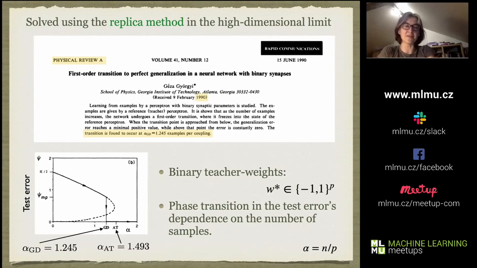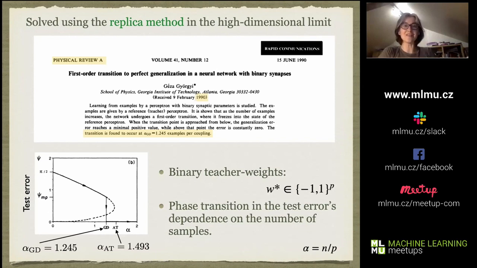The more samples, the smaller the test error. But then suddenly, at some point, which is 1.24, it drops sharply to 0, and then it stays 0. And this is in particular when the teacher weights are plus or minus 1s. That's a particular case where it looks like that.